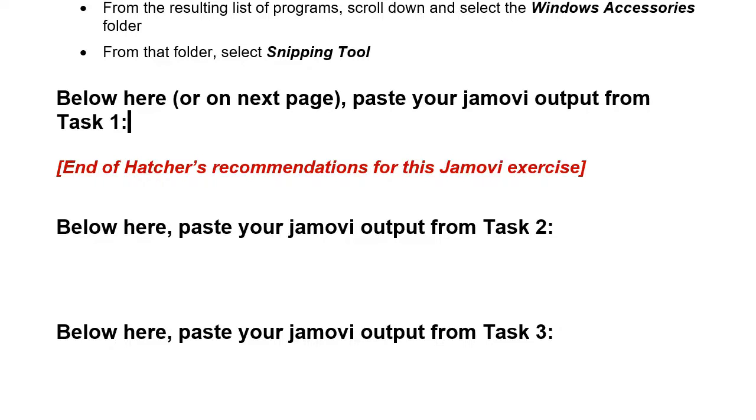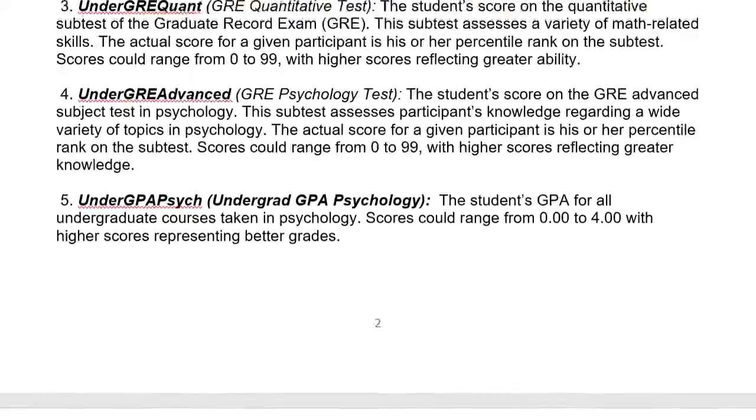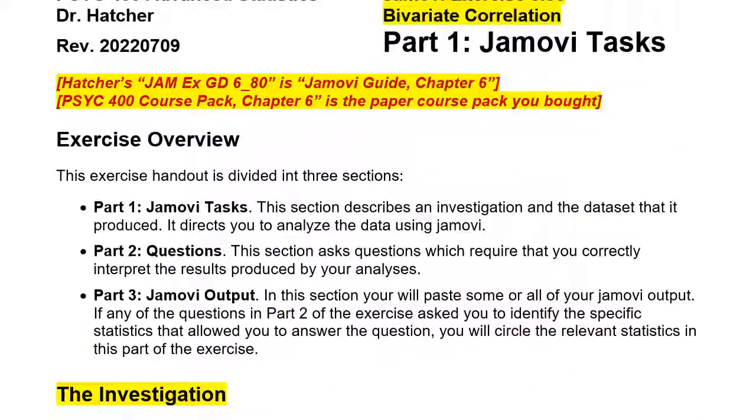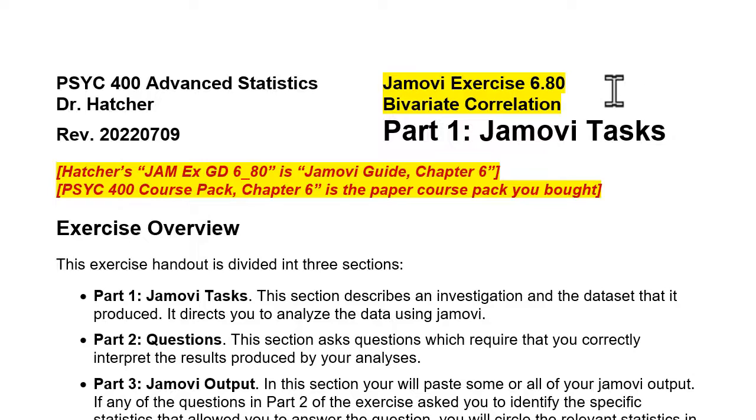So that was some pointers for completing Jamovi Exercise 6.80 Bivariate Correlation. Look over this exercise, look over the guide before you get started, and I think you'll find you'll be able to sail through this exercise very quickly.